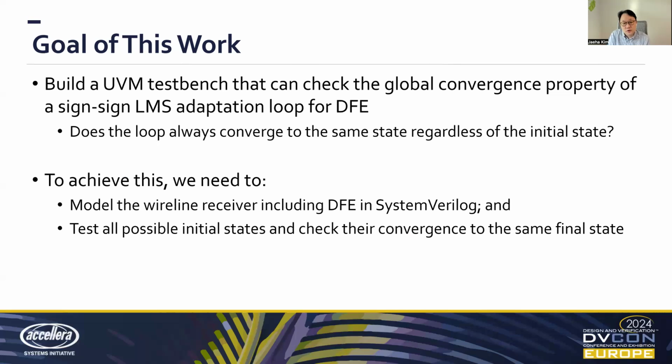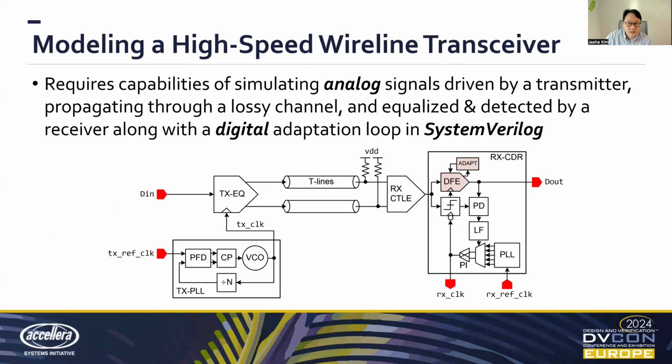And in order to achieve this, we need to address two problems. First, the UVM test bench works within SystemVerilog. It means we need to be able to model a wireline receiver, including the DFE, in SystemVerilog. And our UVM test bench should be able to test all possible initial states and check whether the system will all converge to the same final state, starting from each and every initial state. That sounds like a very exhaustive work. So for the first problem, modeling a high-speed wireline receiver in SystemVerilog, let's see what is needed.